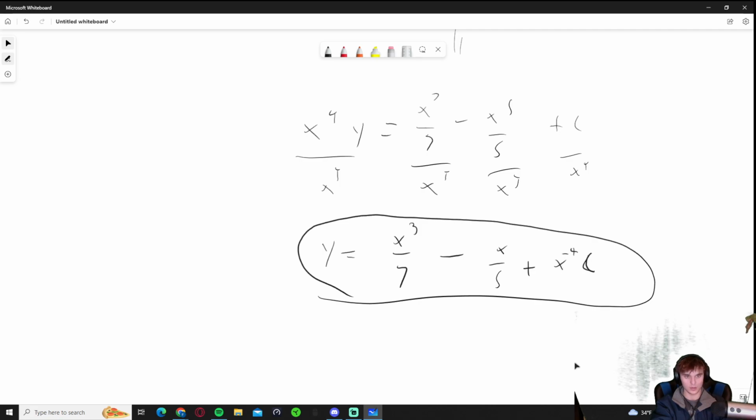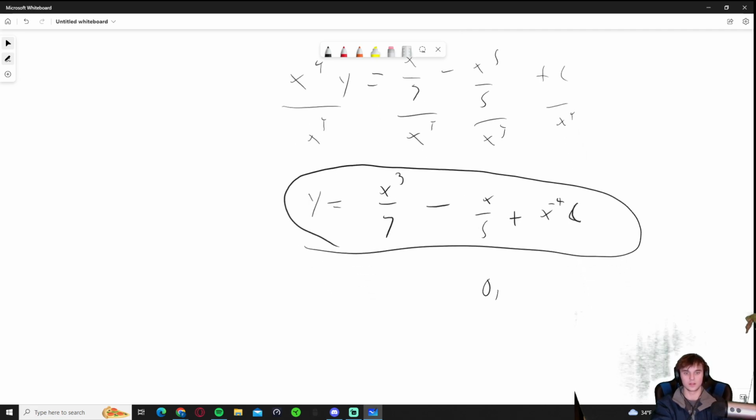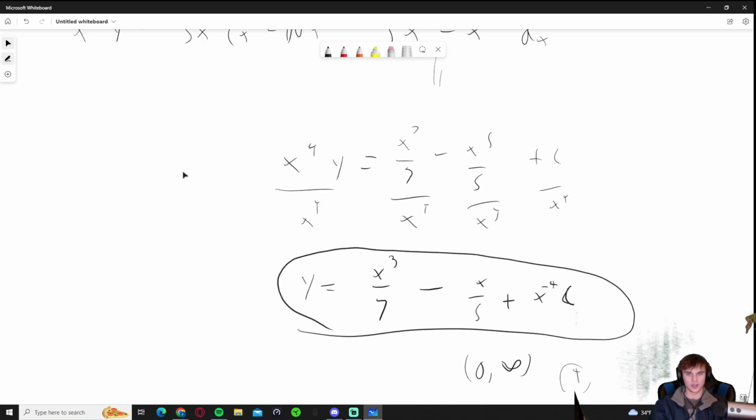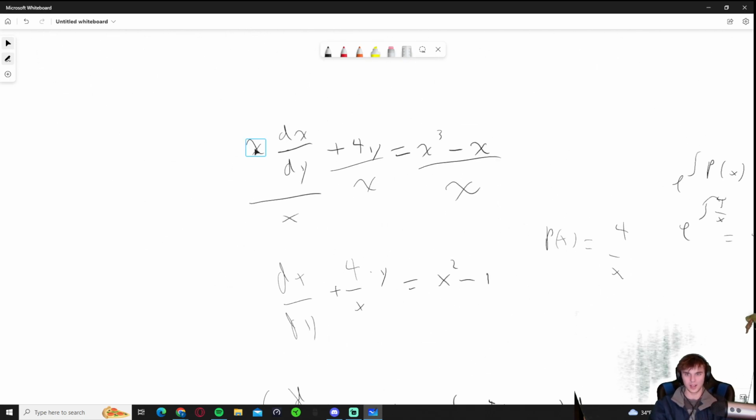And it is between the values of 0 to infinity, and it is transient, so I'll just put a t there so we know. So yes, that is the solution to the differential equation x times dy/dx plus 4y equals x to the third minus x.